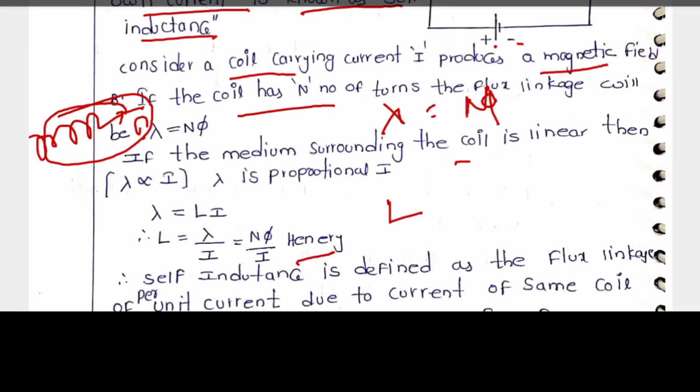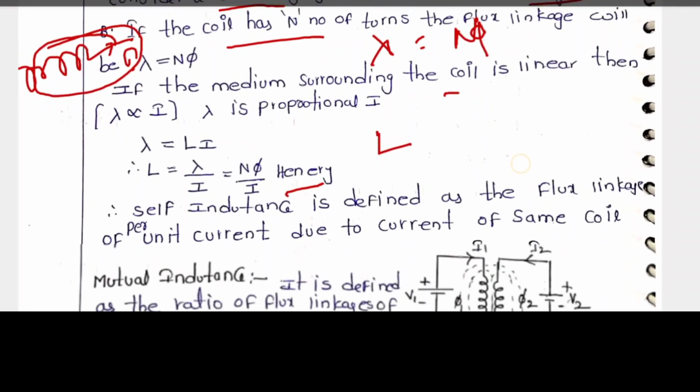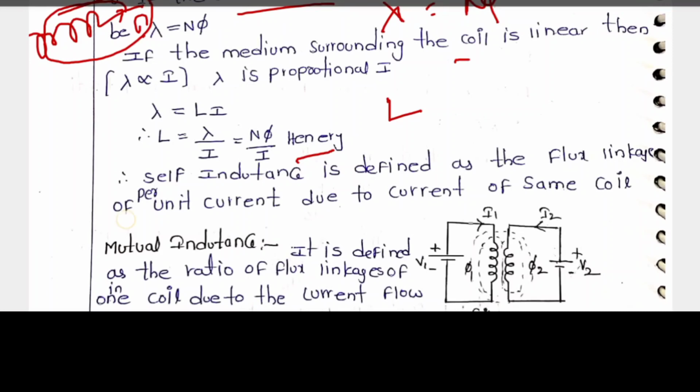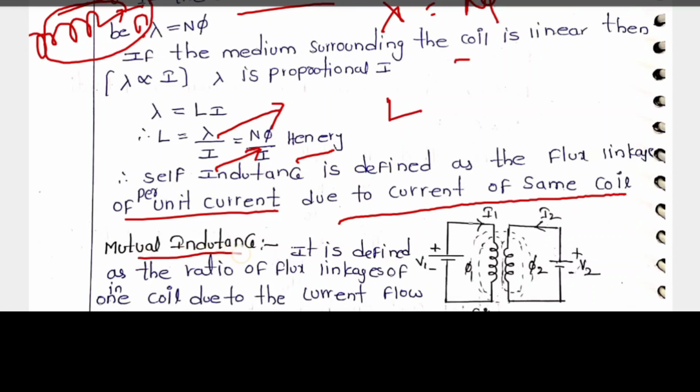Self-inductance is defined as the flux linkage per unit current, where flux linkage is lambda. Consider flux linkage per unit current due to the current of the same coil. That is the important thing: self-inductance is due to the same current of the same coil.